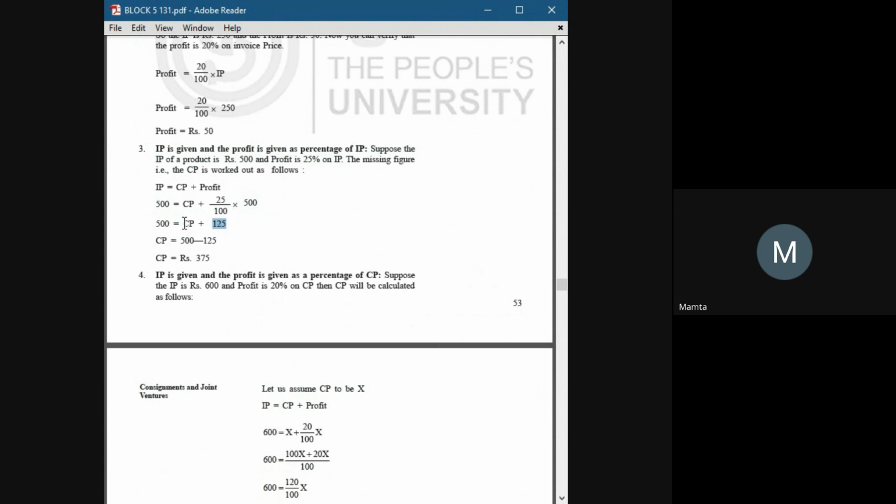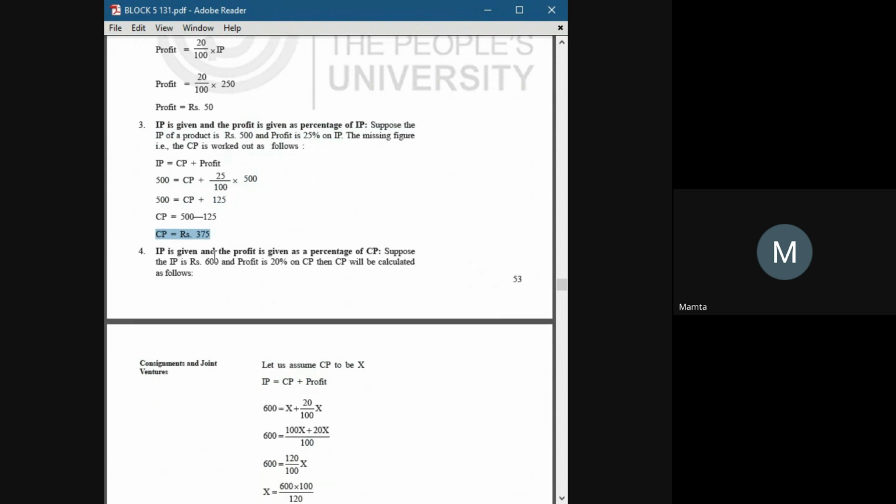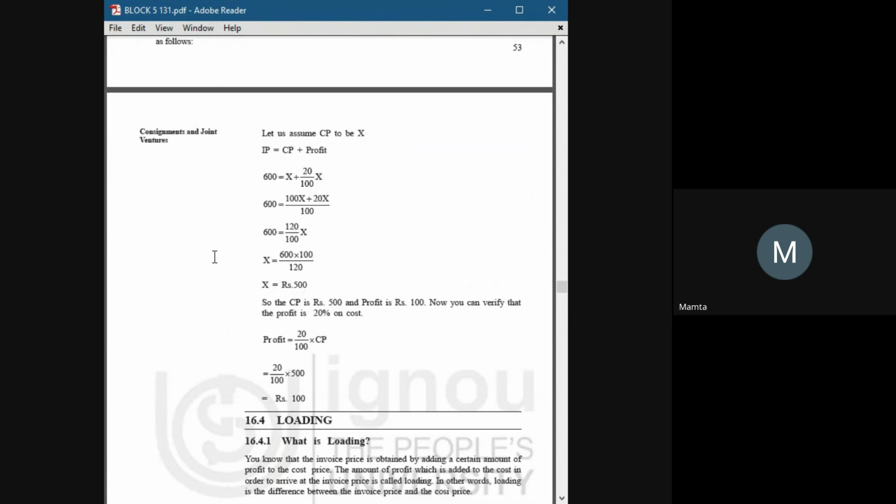And you need to find the CP in this question. When you solve this equation, the profit would go to the other side and turn negative, because here it was positive. When we send this thing to the left hand side, it automatically becomes negative, because the sign changes from left hand side to right hand side. And the amount of CP comes to 375 rupees. And that's how we solve all other questions.